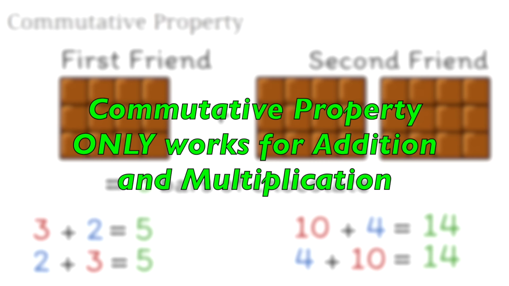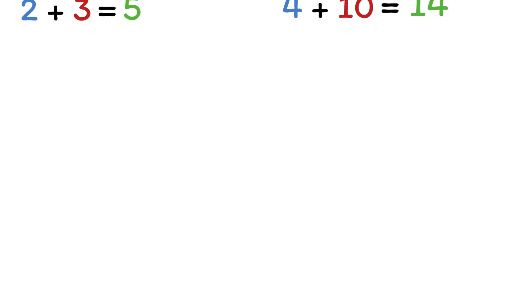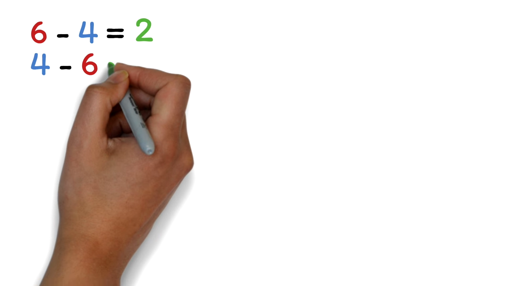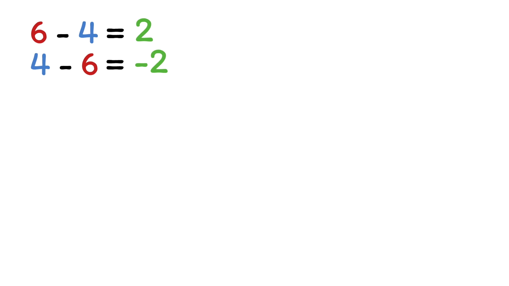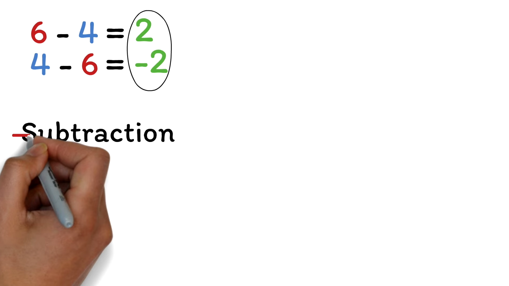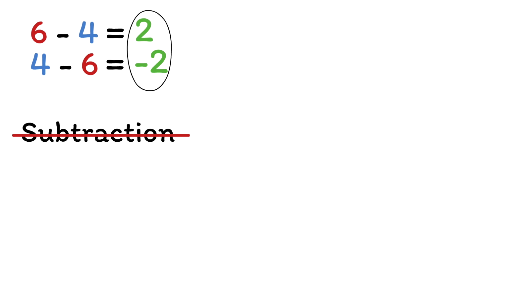divide them. For example, let's say we have 6 minus 4 as our problem. If we solve this, we will get 2. Now let's swap the positions of the 6 and the 4. So we have 4 minus 6. Now if we solve this, we will get -2. Here, the answers are different, so the commutative property doesn't work for subtraction. Now, let's see how the commutative property works with multiplication.